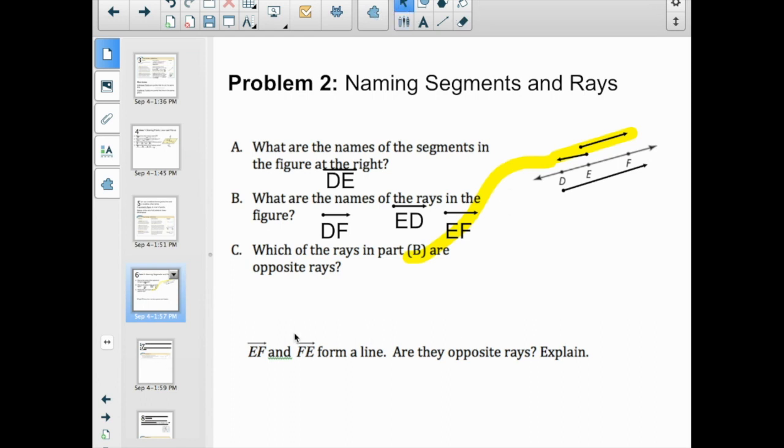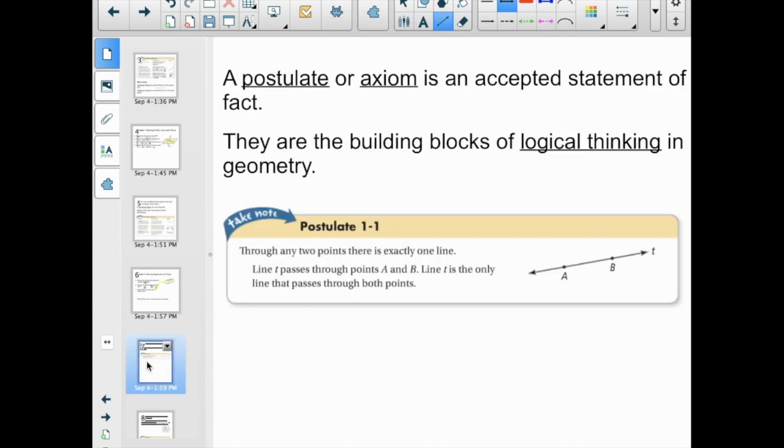This is an interesting question. It says EF and FE form a line. Are they opposite rays? So if I look in that picture, if I look at my EF, let me clear out my picture first. There we go. EF goes like that. FE goes like that. Are they opposite rays? Well, opposite rays make a line, these do, and they share one point in common. Well, these share both E and F and everything between them in common, so they would not be considered opposite rays.